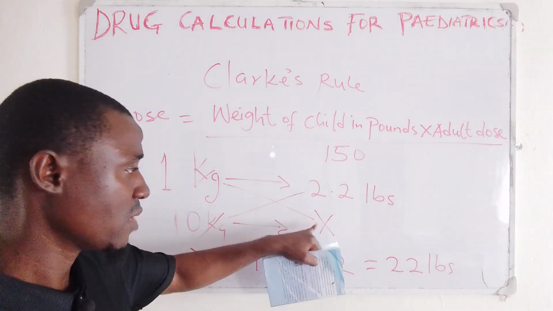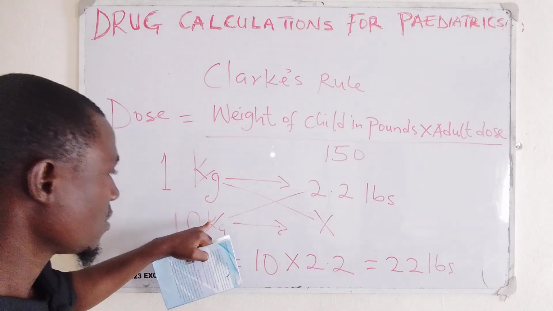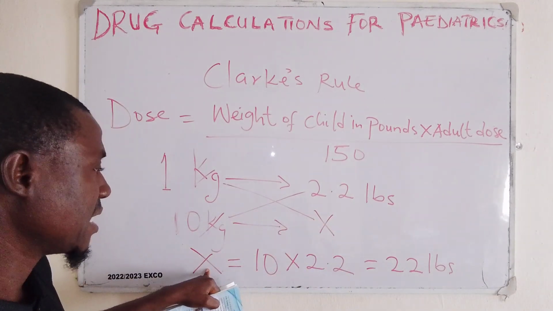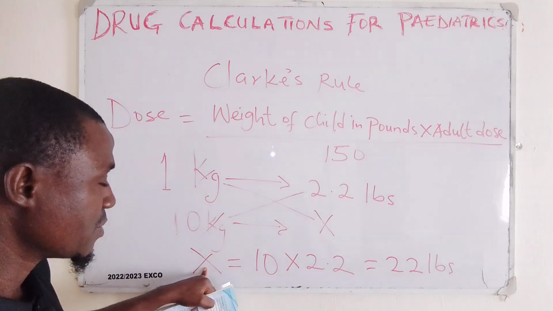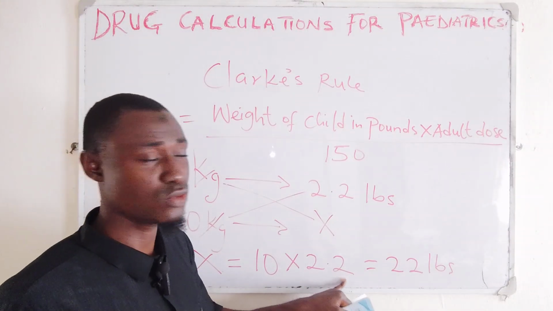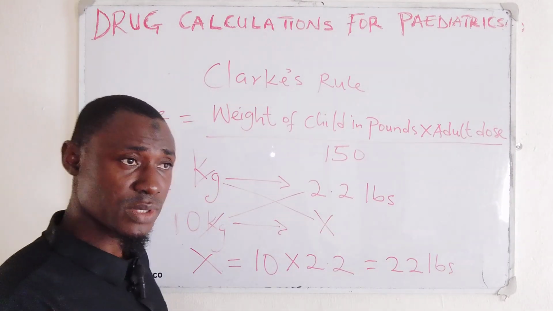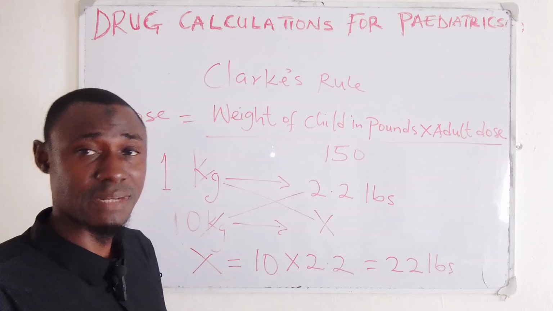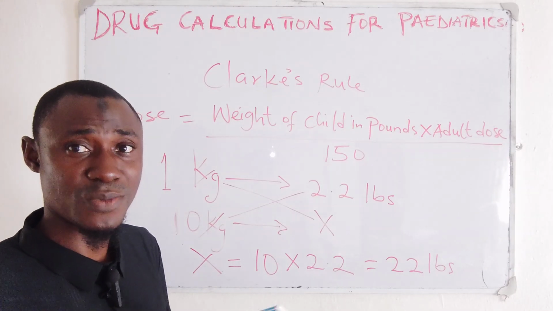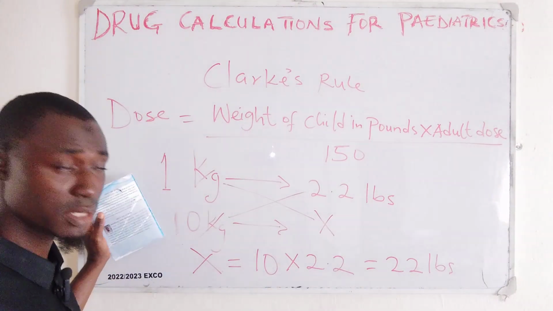If you cross multiply from this side also, 10 kg gives us 2.2, so x at the end of the whole substitution is 10 multiplied by 2.2, which of course gives us 22 pounds. I believe this is very simple and easy. Go back to your basic mathematics with regard to making a value the subject of a formula. If you can understand that from your basic mathematics, this should not be a problem.